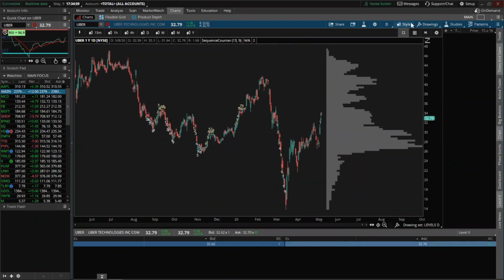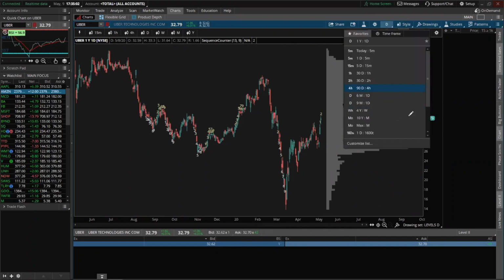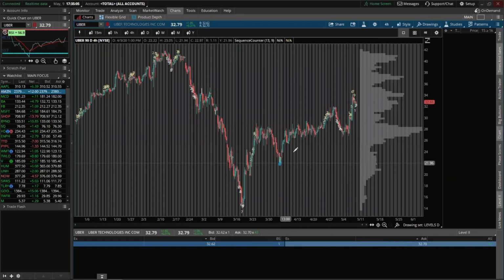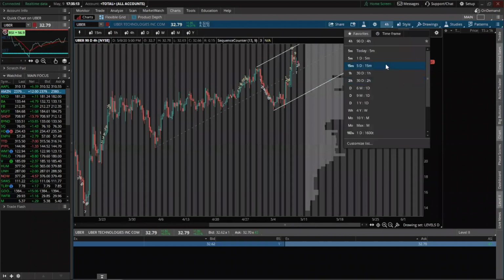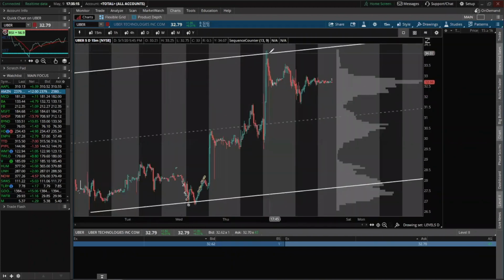And that's how I sold right into that level in Uber. This is what I did. I believe I did this, and this, and as soon as I saw it getting close to that level, going to maybe the 15-minute chart, as soon as this level got hit, I sold into it, and you see they sold it back in. So this is where I sold a third of my shares in Uber.